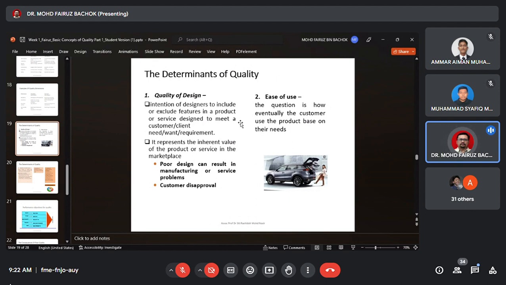Number two is ease of use. The question is how the customer uses the product based on their need. One example is the car. Last time we needed to push the button and then the boot would lift up. But currently there is no need to push the button, just put your leg under the sensor and then automatically it will lift up. This is ease of use. You add a new feature which is different from the other products, which can make the customer's work easier.